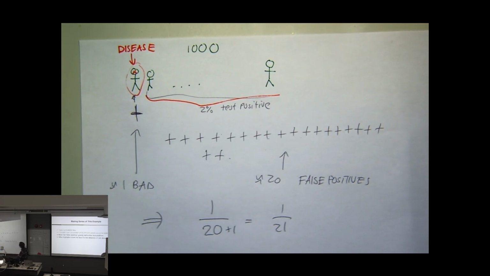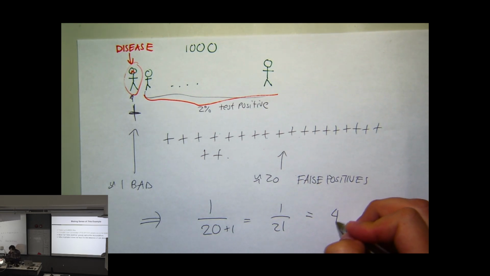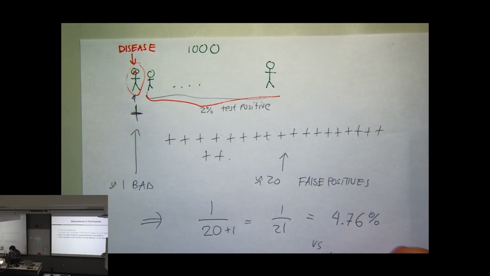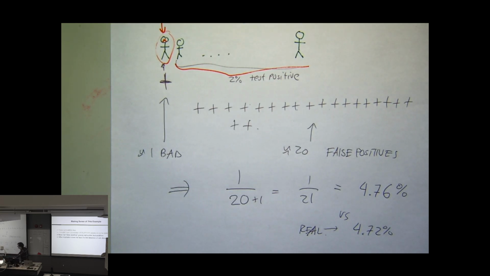And this is not exactly right, because I did a bunch of dumb rounding and made the picture stupid. But it's close. 1 out of 21, I did it on my calculator a second ago, is 4.76 percent, versus the real answer, which is 4.72%. This is the real answer. So it's close. This is how I think about it. That's how I did it. Okay, there's my dopey cartoon of the day. Okay, I'm done. Give me a second here.